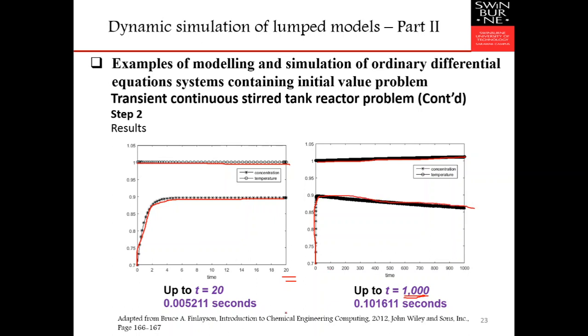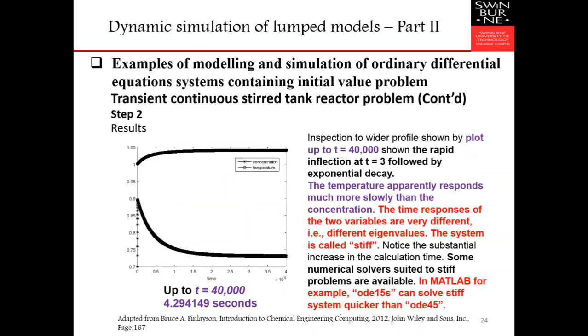So we check it again. For 20 seconds we need about 0.00521, but for 1000 it changed by three orders of magnitude, from 0.005 to 0.1. Because we are interested in the behavior over a very large time scale, we run it up to 40,000. As you can see, it's actually not reaching the steady state. The concentration still changes again: it goes up, reaching the optimum, and then it goes down.